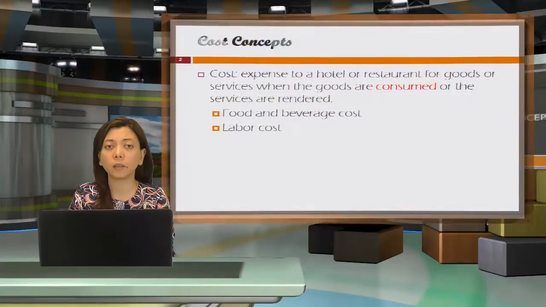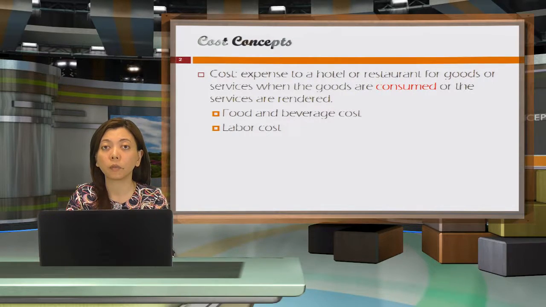So what is cost? In food service, cost is an expense to a hotel or restaurant for goods or service when the goods are consumed or the services are rendered. If it's food, it means that it is being used, and for services, if you serve your customer. So there's food and beverage costs, and there's also labor costs. In terms of food and beverage costs, if you have already used the food product, whether you sell it or not, it is considered a cost. Whether at the end of the day you are able to sell it, or you have to throw it away because of spoilage, it is considered a food cost.